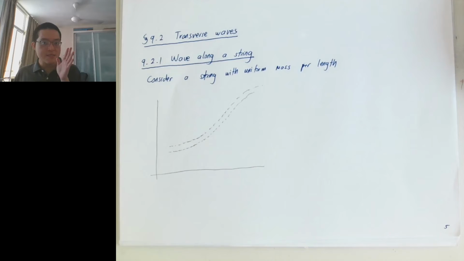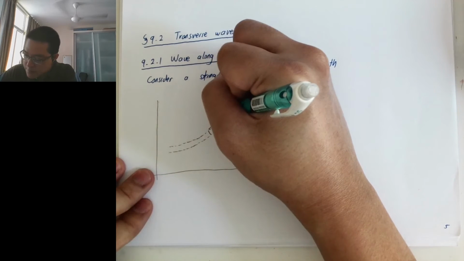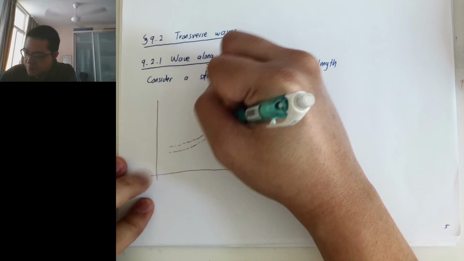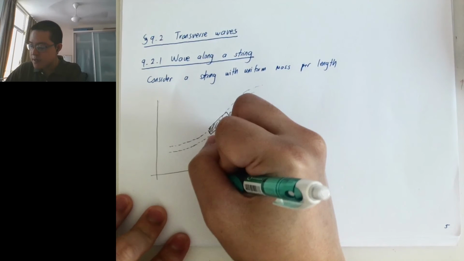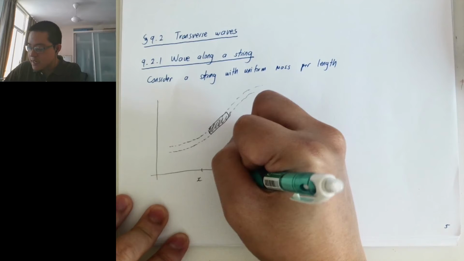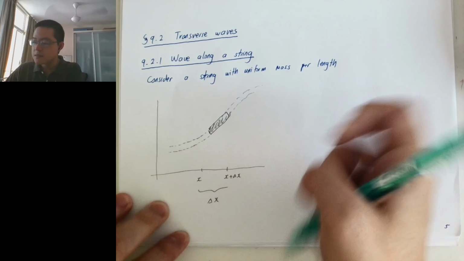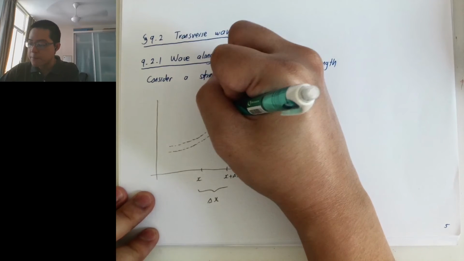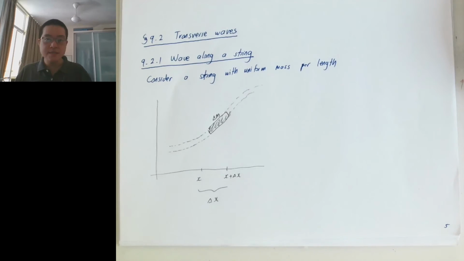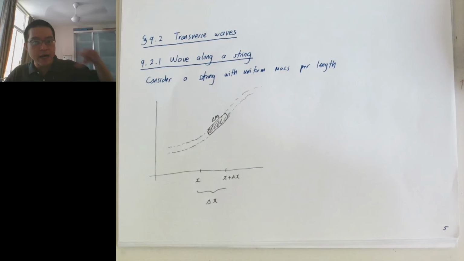And I will consider a short section on the string. Let me consider one segment, and let's suppose that the segment is about dx. So this is position x, this is x plus dx. So the segment is delta x, and the mass of the segment is delta m. This is a string of uniform mass per length. So this is the whole string, but I just take one part.